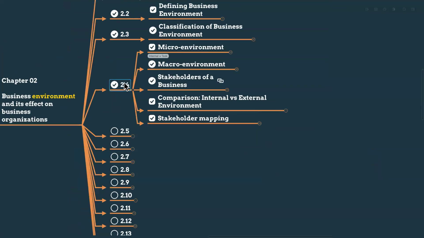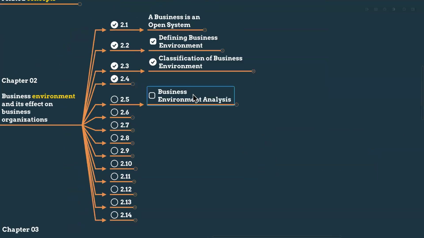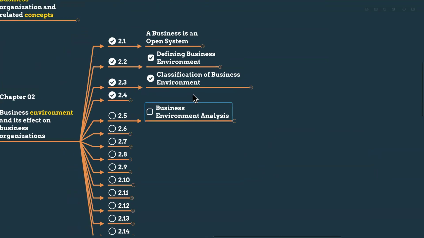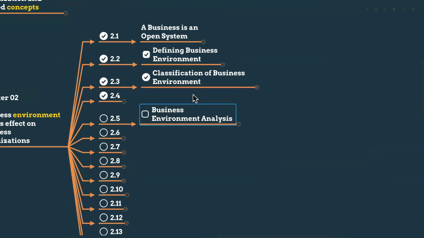That is from 2.4. And let's talk about the 2.5, that is business environment analysis. You know the classification. So the classification, it can be internal environment or external environment. Within the external environment, there may be task environment as well as macro environment. Otherwise, we can classify as a micro environment and macro environment. In the micro environment, it includes internal plus task environment.